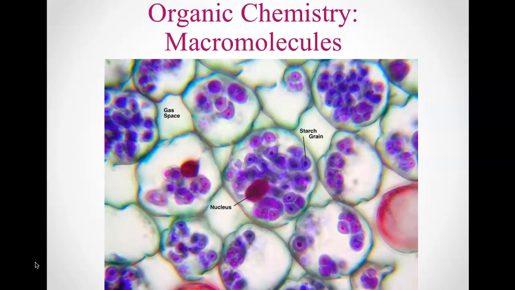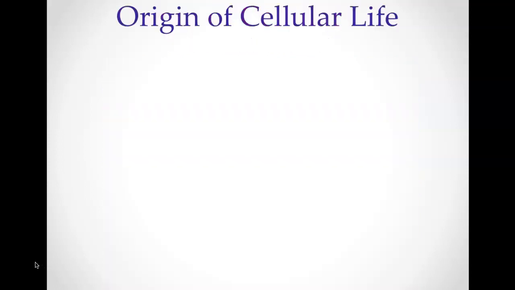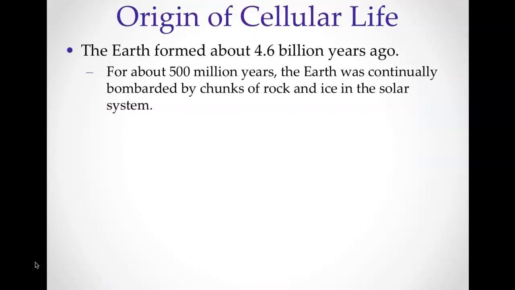And so before we get to our topic of cells, we need to really dive into the molecules that make up cells and that make things living. Those are called macromolecules. The Earth was formed about 4.6 billion years ago, so we're going to talk about the origin of cellular life. Where did it all come from?